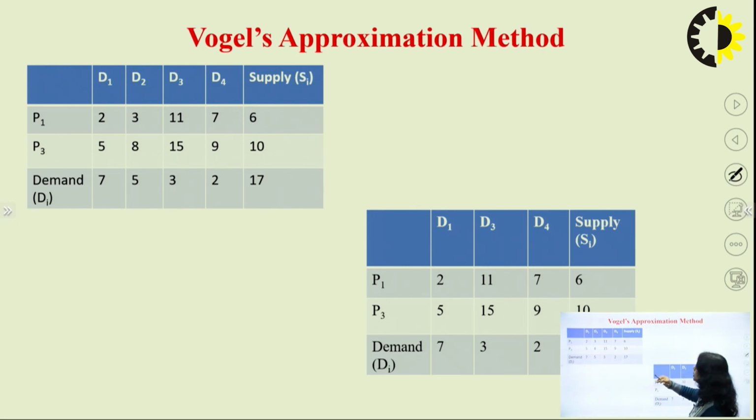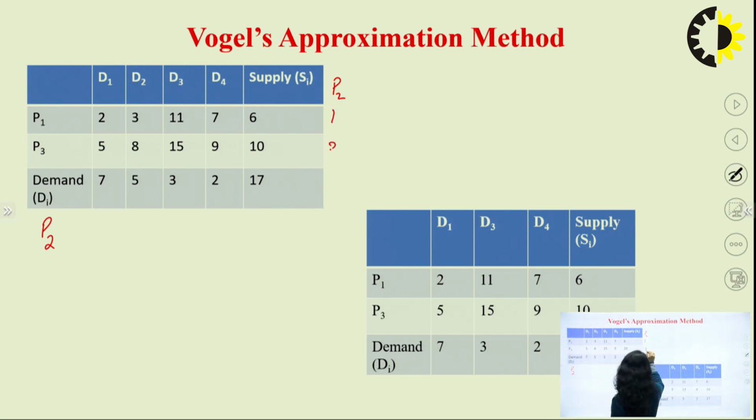Now, in this case, you can see here we have considered P1 and P3 only. Now we will again calculate the penalties P2 here, and we will repeat the same step. So here it comes out to be 1 and 3, and here it comes out to be 3, it is 5, it is 4, and it is 2.